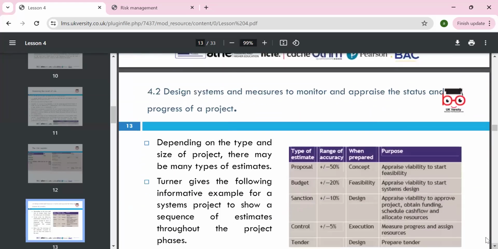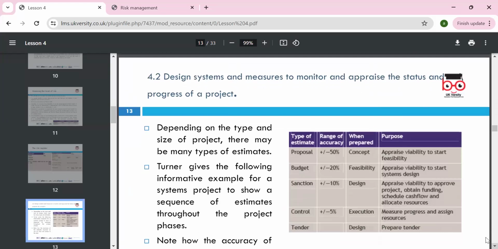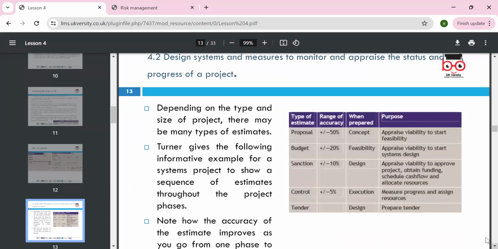Okay, then we have 4.2: design the project, and measure, monitor, and appraise the status of the project properly. Depending on the type and size of the project, we can look at many types of estimate. Turner, one of the authors, gave an example for a systems project, showing the sequence of estimates throughout the project.